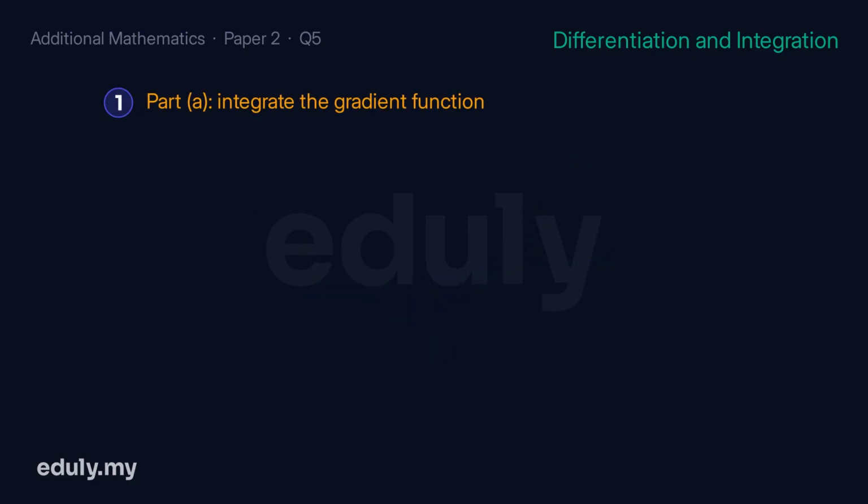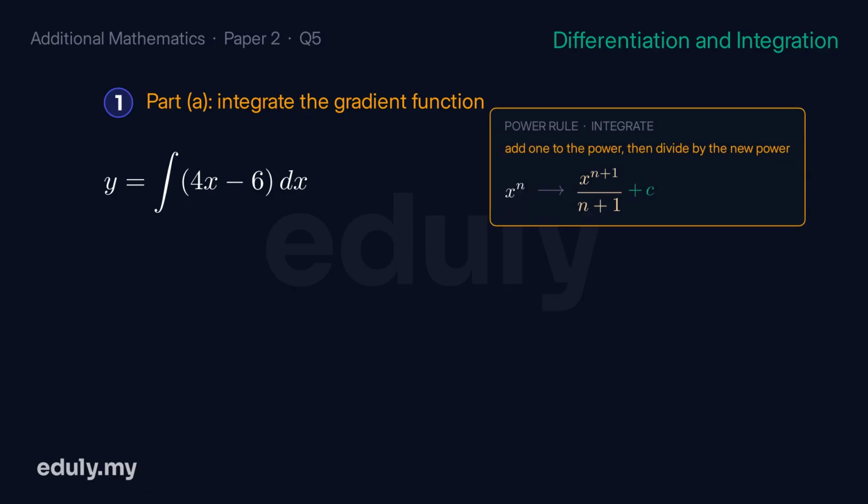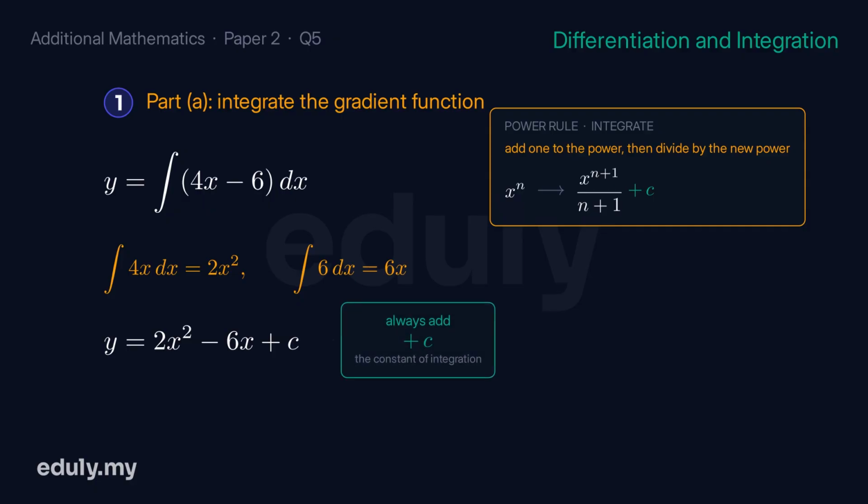Step 1. To get the curve back from its gradient, we integrate. So y is the integral of the gradient function. We integrate by the power rule. Add 1 to the power, then divide by the new power. Term by term, 4x gives 2x squared and 6 gives 6x. That's the curve, written with an unknown constant c. The common slip is dropping that plus c. We need it, and we find its value next.